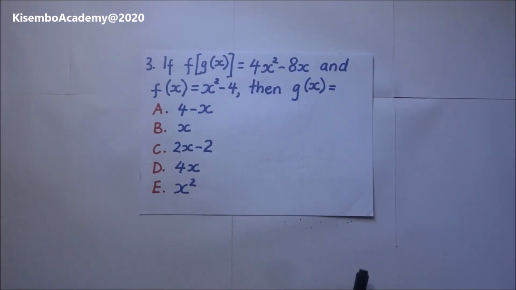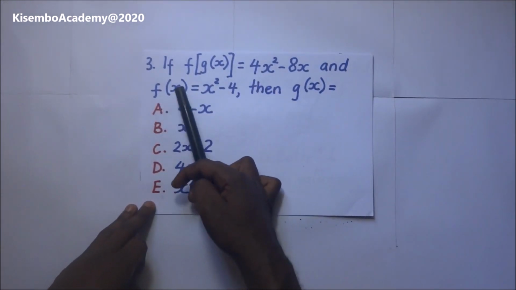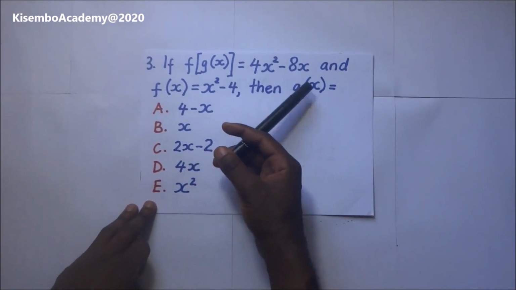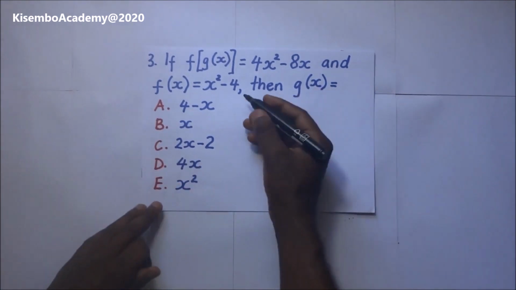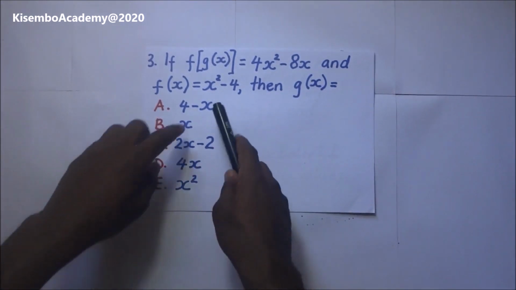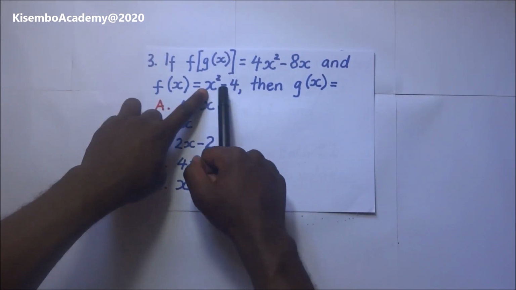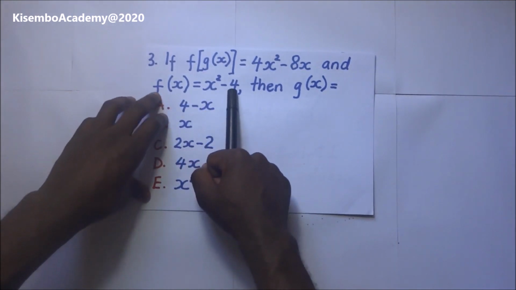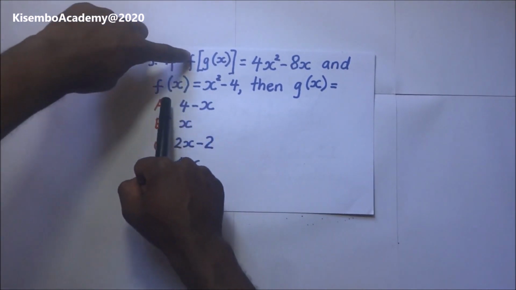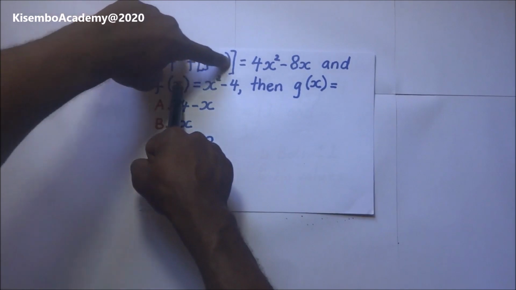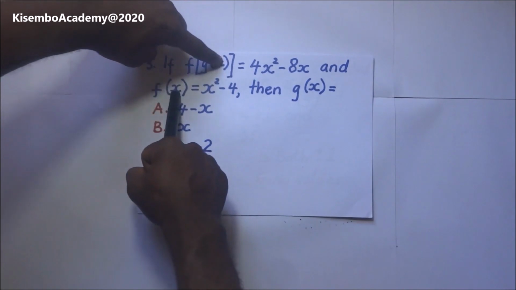And then we have this question. If this composite function f of g of x is given by 4x squared minus 8x, and f of x is x squared minus 4, then what is g of x? We have been given f of x: f of x is x squared minus 4. According to this expression, the input for f in this case was another function that we are calling g of x. So the question is, what is this function g of x?